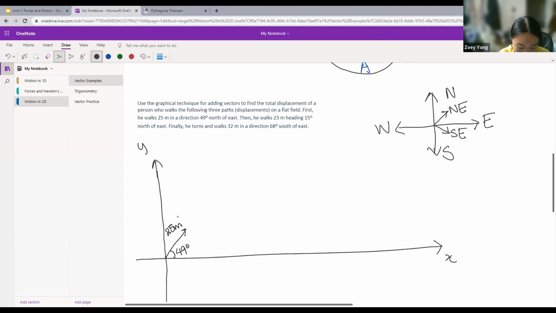So that's how the person first walks. He walks like this. Next, he walks 23 meters heading 15 degrees north of east. So it's the same direction.